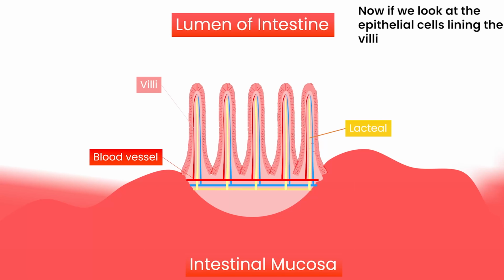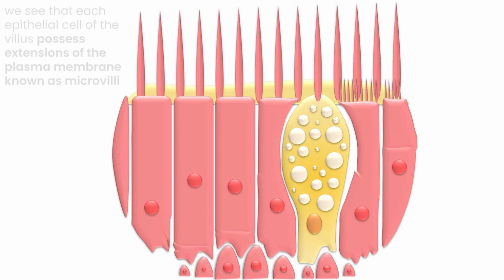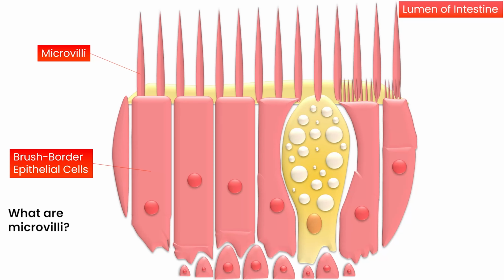Now if we look at the epithelial cells that line your villi, then you will see that each epithelial cell of the villus possesses extension of the plasma membrane called microvilli. So what are microvilli? Microvilli are extensions of the plasma membrane of brush border epithelial cells that line your intestinal mucosa.